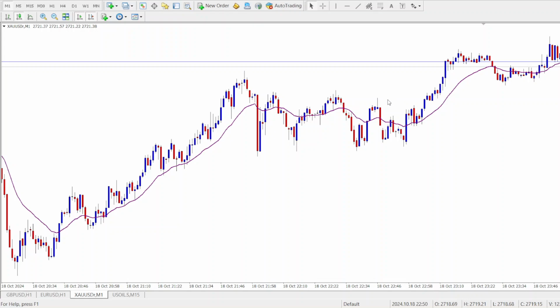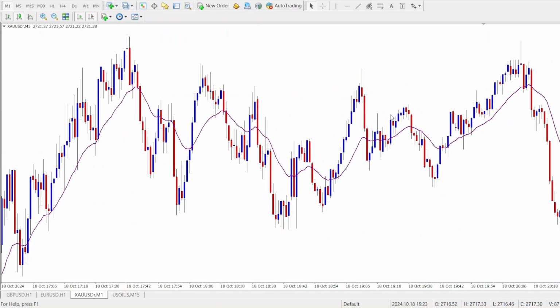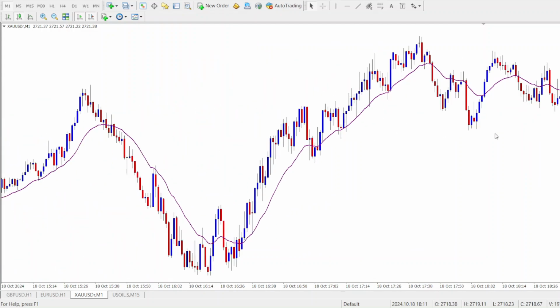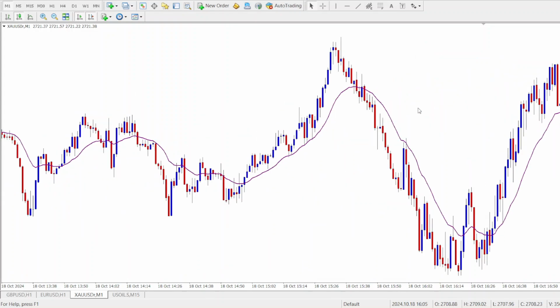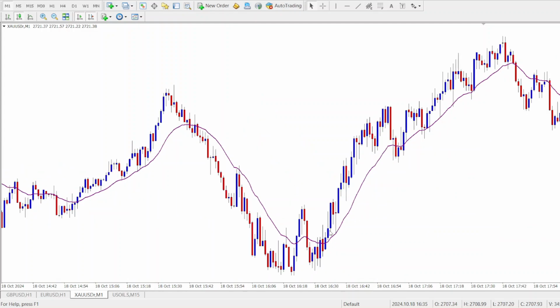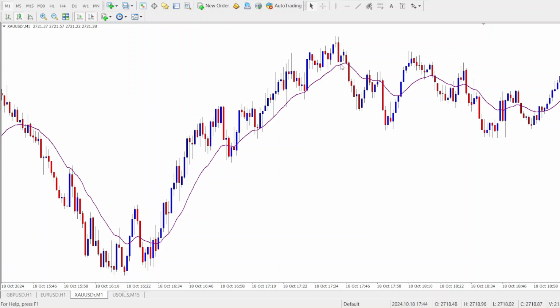Now, why do we use moving averages? One of the reasons is trend identification. Moving averages smooth out price data to help us identify trends over a specific time frame. Now, this is the 1 minute time frame. You can see that even on the 1 minute time frame, you can identify the short-term trend. When price is trading above the moving average, it indicates a bullish trend. When price is trading below it, it indicates a bearish trend. And then when you have price cross over the moving average, it indicates a signal. When price crosses above the moving average, it is a buy signal. When price crosses below the moving average, it is a sell signal.